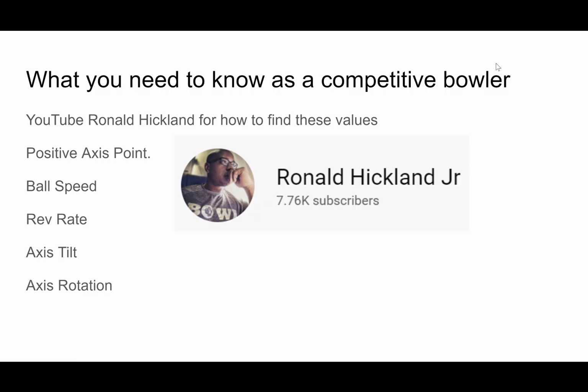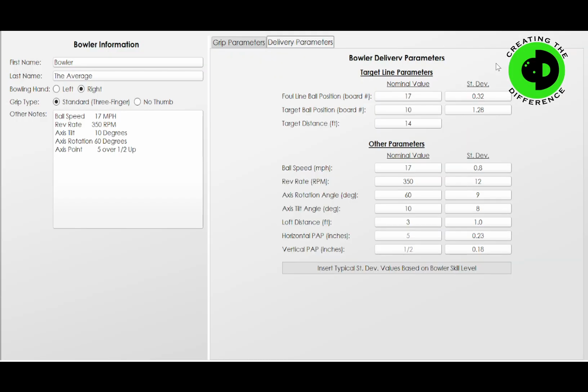And also, you don't even have to find them from me per se. You can type in bowling ball speed in YouTube and find a lot of videos that will tell you how to calculate your ball speed. But we've got that same content on my channel as well.